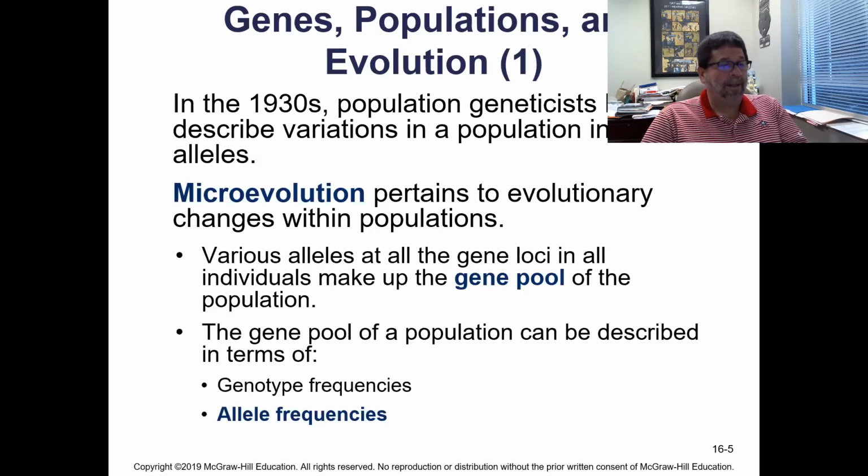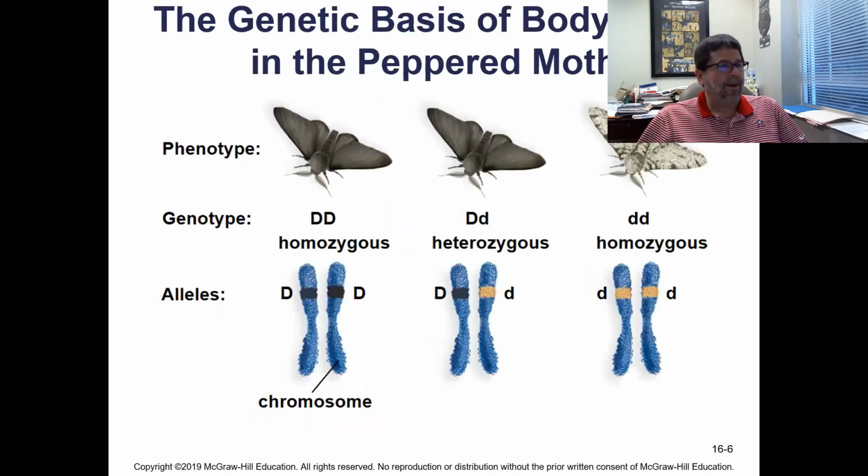So the various alleles at all the gene loci in an individual make up its gene pool. And the gene pool of a population can be described in terms of the genotypic frequency, remember, versus phenotypic, what you express. We're going to be looking at allele frequencies. This field first got popular in the 1930s, right, by population geneticists. I actually took a class in this in grad school in population genetics. I found it quite interesting.